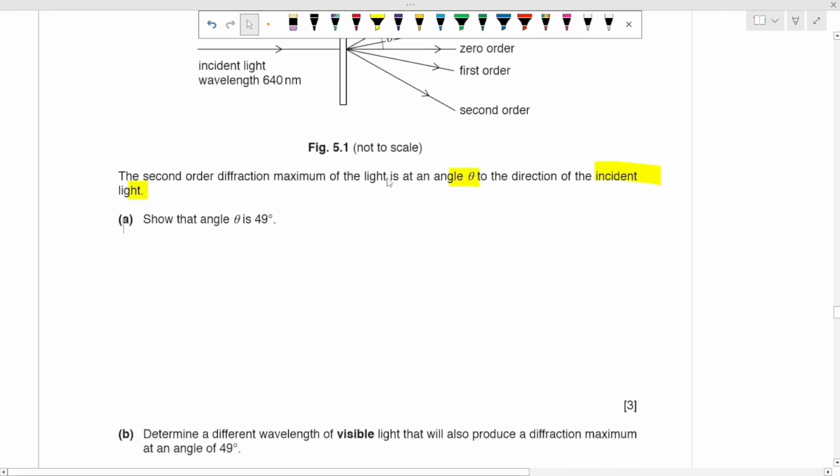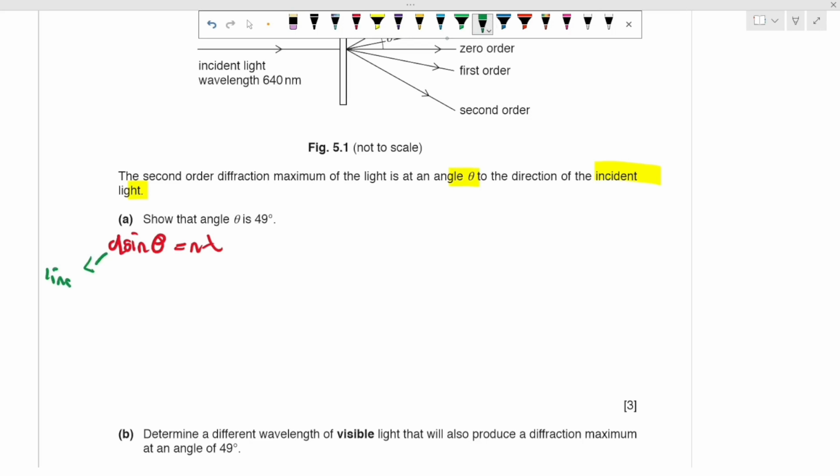Whenever you see the word diffraction grating, one thing should come to mind: d sin theta is equal to n lambda. This formula, guys, is very important. Where d is basically the line spacing. A diffraction grating consists of multiple fine lines, so the light can enter and is diffracted. The spacing of one line is basically your value of d.